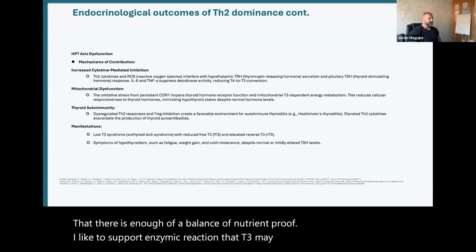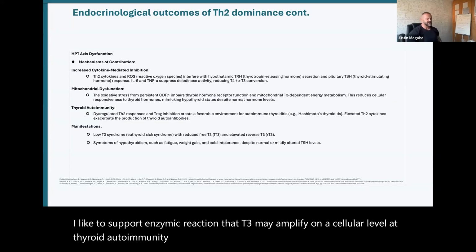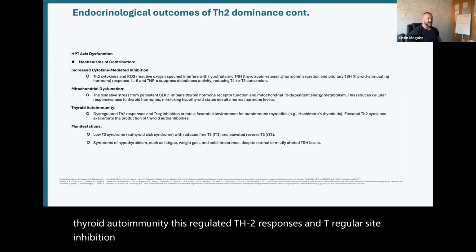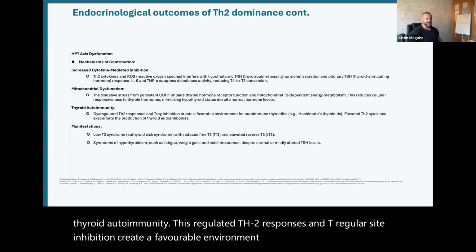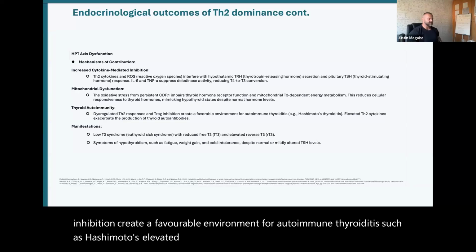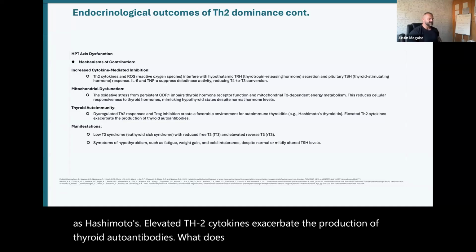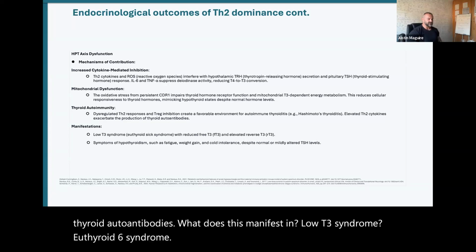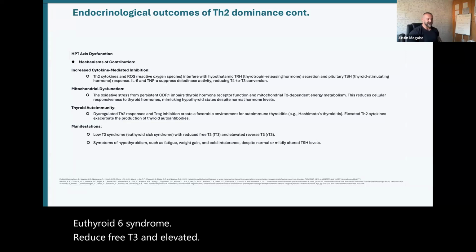Thyroid autoimmunity: dysregulated Th2 responses and T regulatory cell inhibition create a favorable environment for autoimmune thyroiditis, such as Hashimoto's. Elevated Th2 cytokines exacerbate the production of thyroid autoantibodies. What does this manifest in? Low T3 syndrome, euthyroid sick syndrome, reduced free T3 and elevated reverse T3.